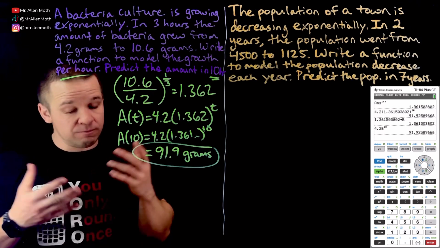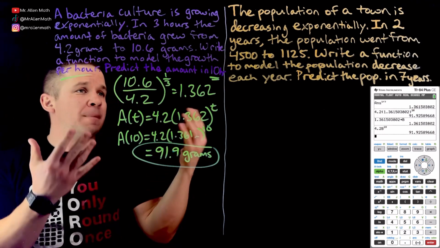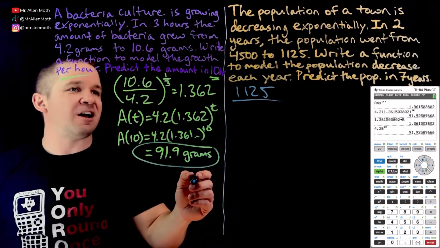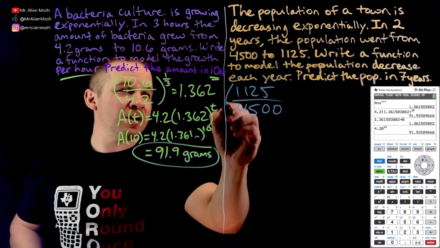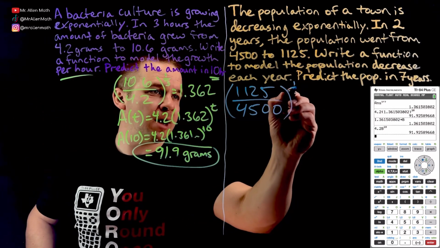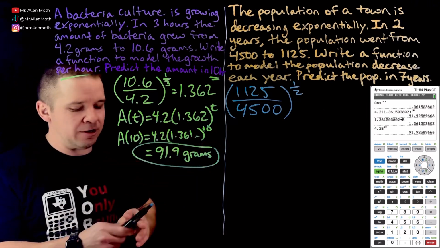Okay, so similar process, right? I'm going to take the new amount, the 1,125 people, divided by the 4,500. And then because this is in 2 years, I'll raise it to the 1/2 power, which will get me the base for a 1 year model situation.